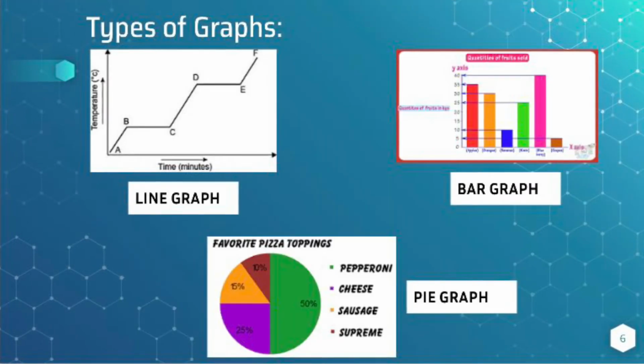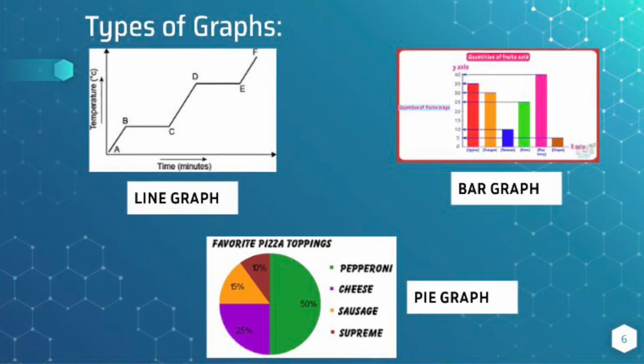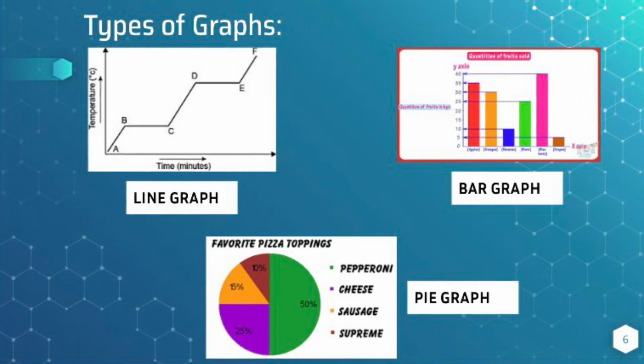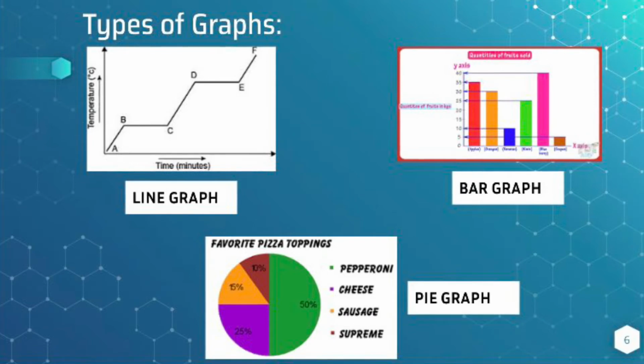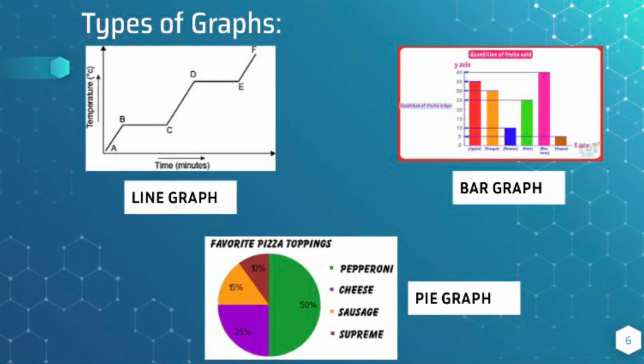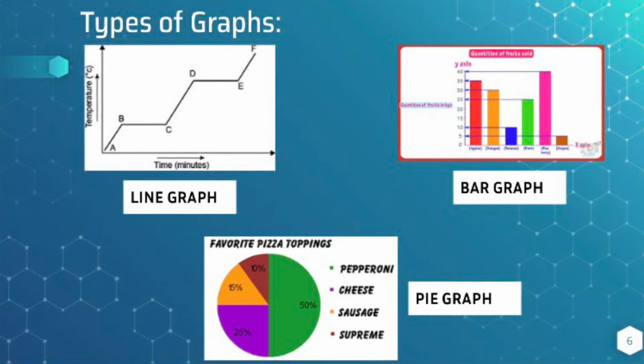Let's look at the types of graphs. Here we see three types of graphs. The first one you see is a line graph, which is usually used to track continuous changes over time. The second graph you see is a bar graph, which is used to compare categories or groups. And the third type is a pie graph, usually used to compare parts of a whole.